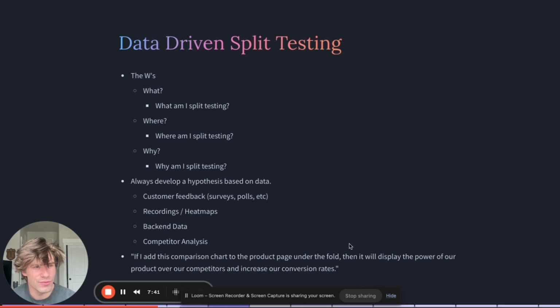Now, how do you come up with split tests that win, right? How do you kind of develop the idea on what to split test? How do you implement that split test? And then how do you measure and analyze that split test? So let's start with coming up with the idea for the split test, because that's the most important element of this entire piece.